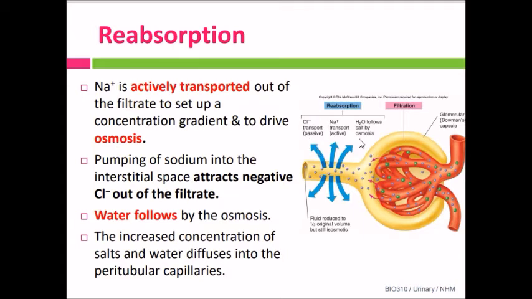Back to the blood vessels. And then the third one is that the water will follow by osmosis. And then the increased concentration of salt and water will diffuse into the peritubular capillaries that surround the nephrons.